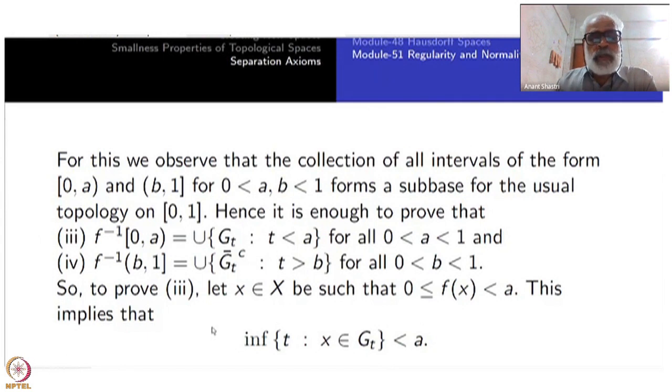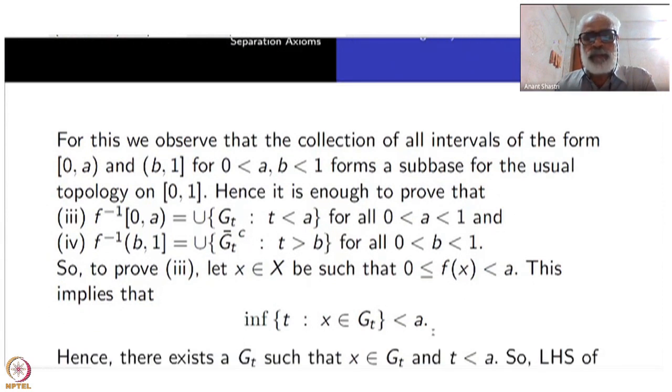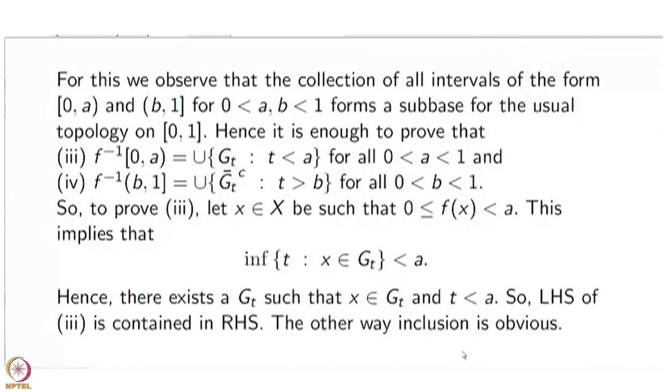Okay. This implies, remember, what is the definition of f(x)? It is the infimum of all t such that x is inside G_t. This is f(x), which is less than a. What is the meaning of an infimum being less than some number? There must be something here which is less than that. So there exists G_t such that x is in G_t and this t is less than a, because the infimum is taken over all such t.